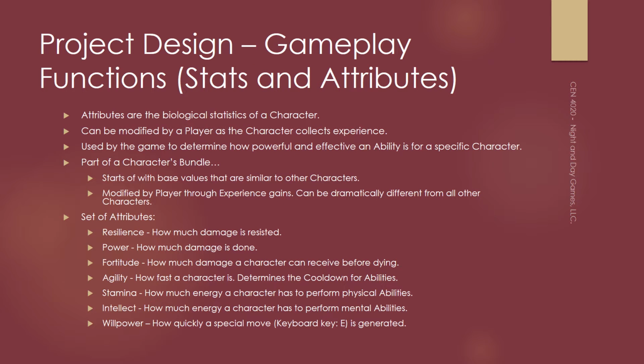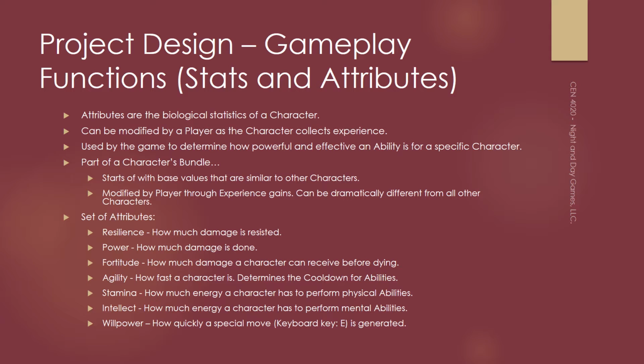Next, we have stats and attributes. Attributes are the biological statistics of a character. They can be modified by a player as the character collects experience points. They're used by the game to determine how powerful and effective an ability is for a specific character. They're part of a character bundle. They start off with a base value that are similar to other characters. But as they're modified by the player through experience gains, they can be dramatically different from all the other characters.